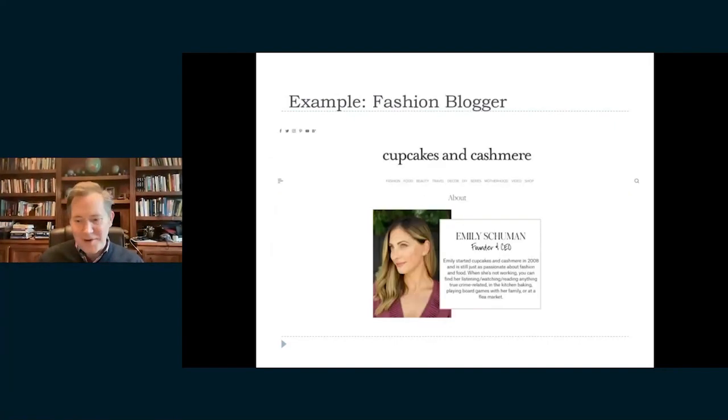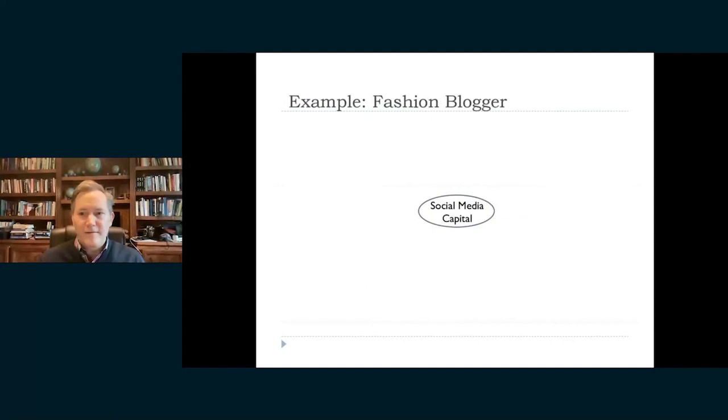That one's pretty basic. A little bit more sophisticated. Here's a fashion blogger, what we call an influencer now, just a random one I saw a long time ago. So we have this woman who has developed a company called Cupcakes and Cashmere. And from me looking at her business and from her website, her model looks something like this. Social media capital in the center. She has to build this network that she can get something out of.